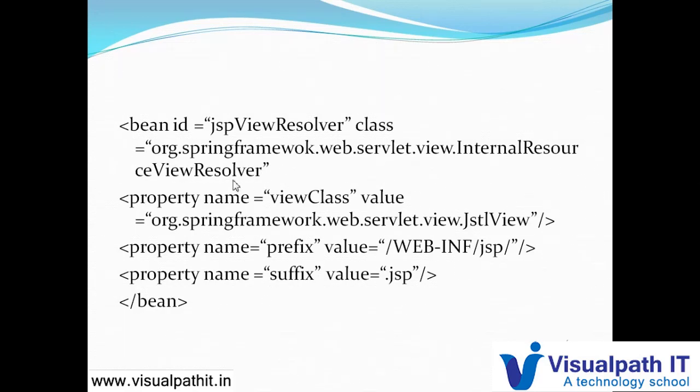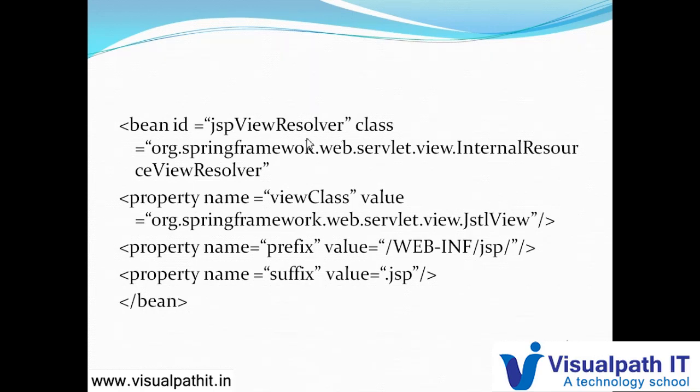So, BeanID JSP view resolver class, there is a separate class, org.springframework.web.servlet.view.InternalResourceViewResolver. Here we are having three things. One is the internal view resolver. We can also have, in the place of this JSP view resolver, a separate Excel view resolver, that is for Excels, and Bean view resolver for the beans. So JSP view resolver for the JSP.